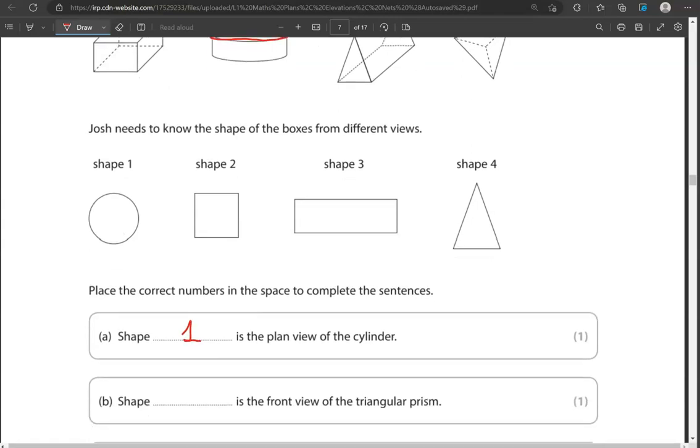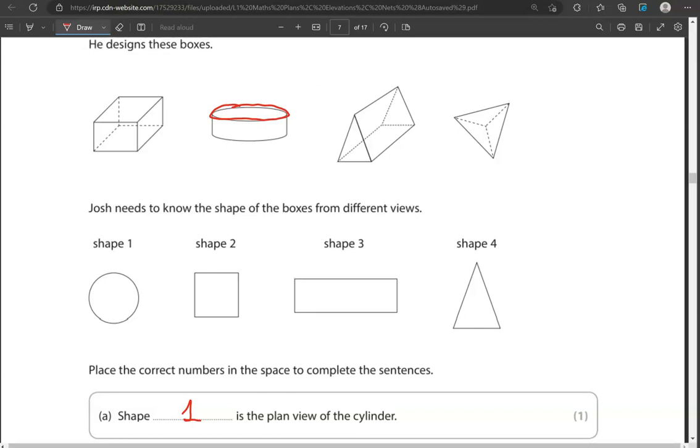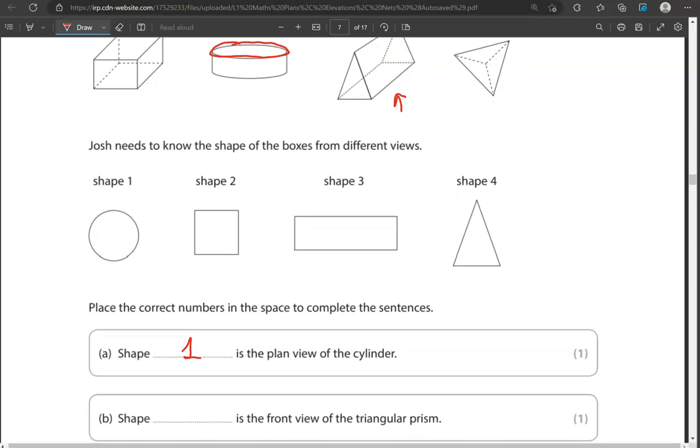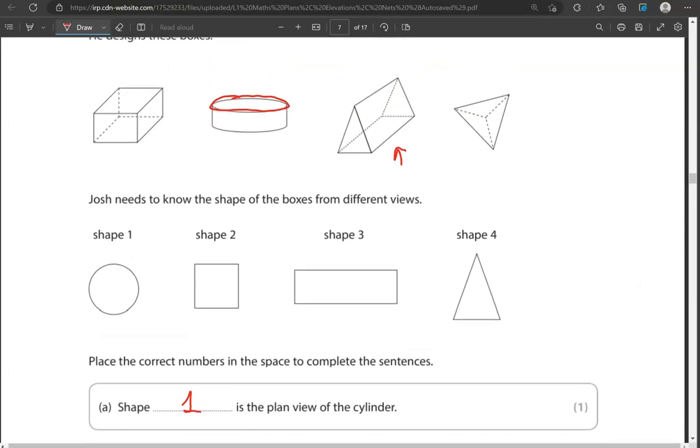Shape 1, 2, 3 or 4 is the front view of the triangular prism. Where is the triangular prism? That's this one here. So front view, that would be from this position. So we can see a triangle, and that's shape 4.